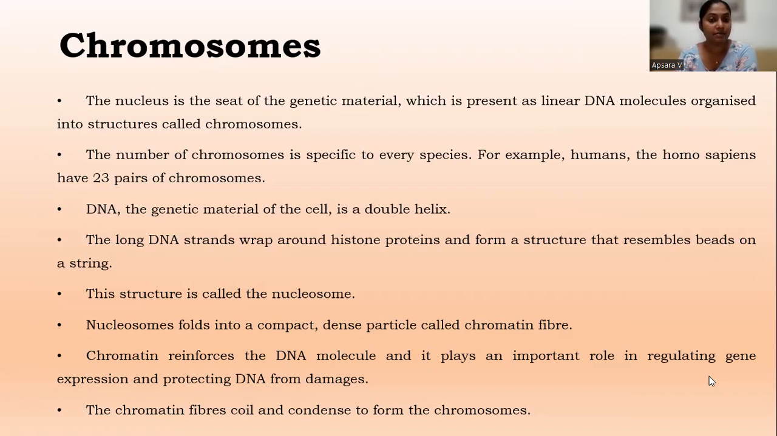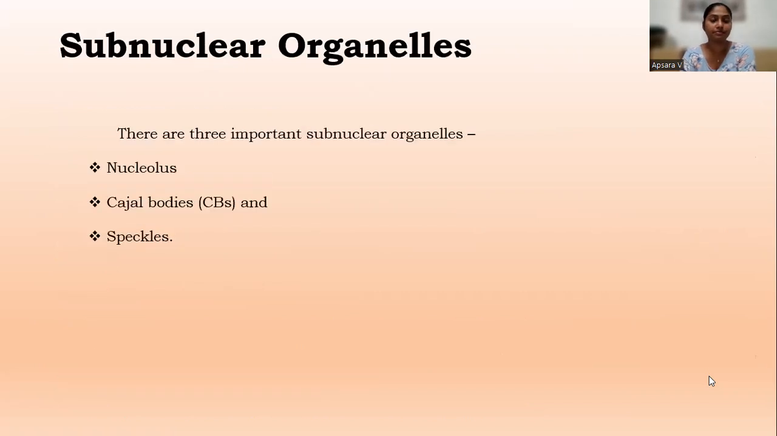So DNA is the genetic material of the cell, and we know that it is a double helical structure. So the long DNA strands wrap around histone proteins and form a structure that resembles beads on a string. This is what is referred to as a nucleosome. These nucleosomes fold into a compact, dense particle called chromatin fiber. The chromatin reinforces the DNA molecule, and it plays an important role in regulating gene expression and protecting DNA from damage. The chromatin fibers coil and condense to form what is known as chromosomes.